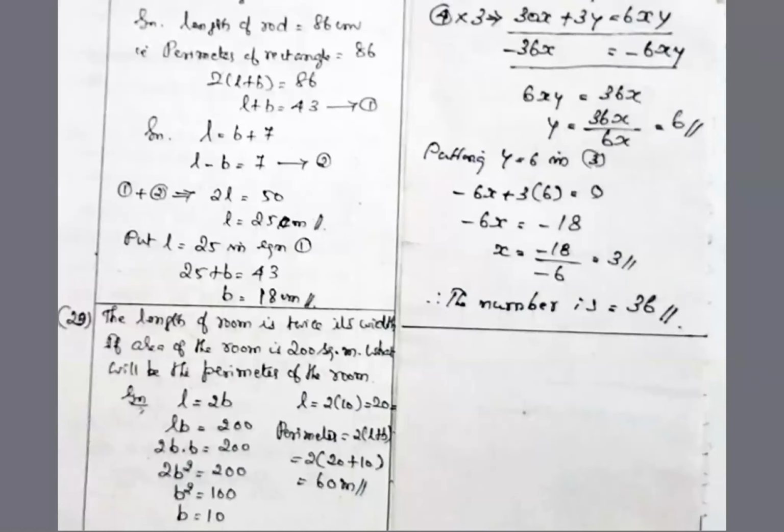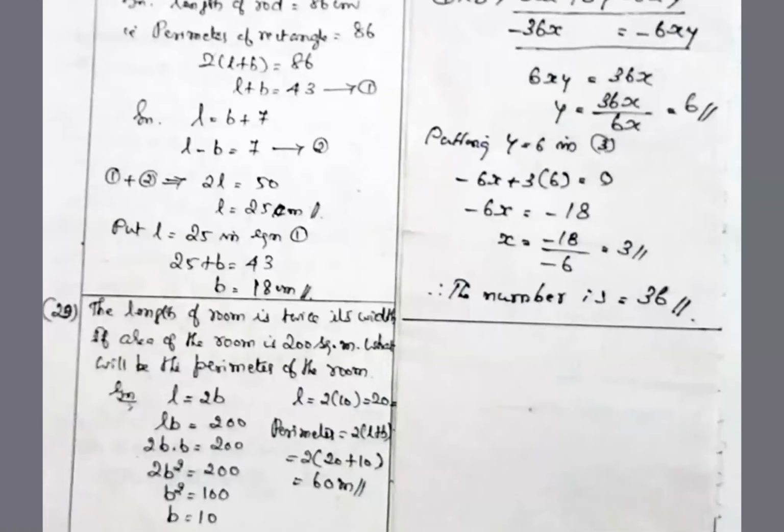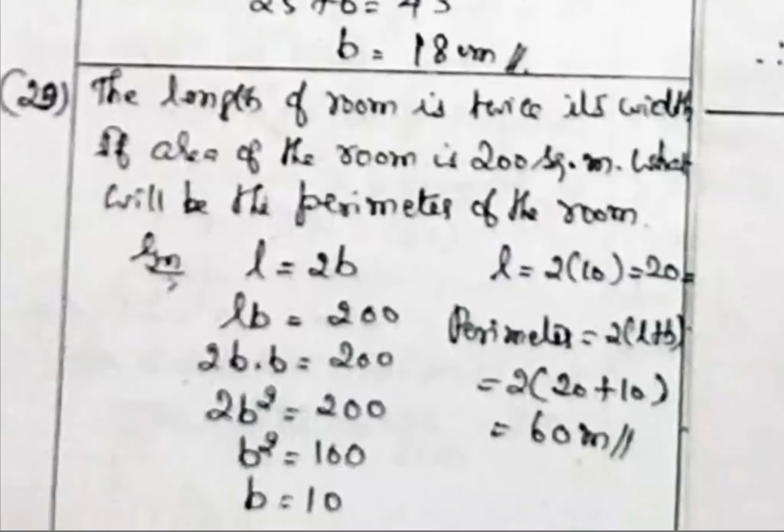Area means LB. Rectangle area formula, LB. One equation: LB is equal to 200. Another equation. But the question is not L and B, what will be the perimeter of the room? Anyway, first you find out L and B. First equation, L is equal to 2B, length is twice breadth. Second equation, area 200, LB is equal to 200. In place of L you substitute 2B. 2B into B is 200. 2B square is 200. B square is equal to 100. B is equal to 10.